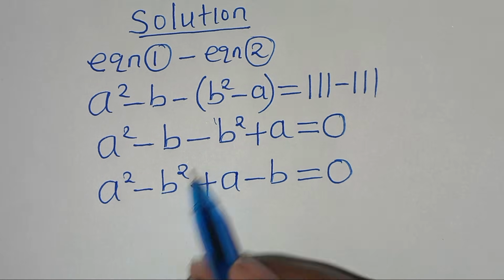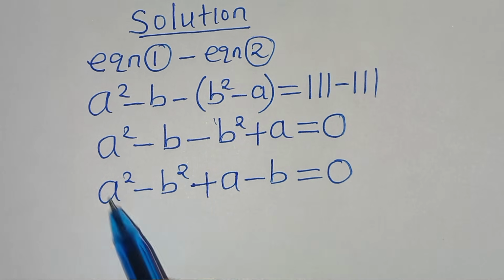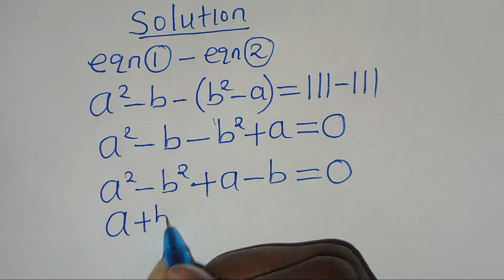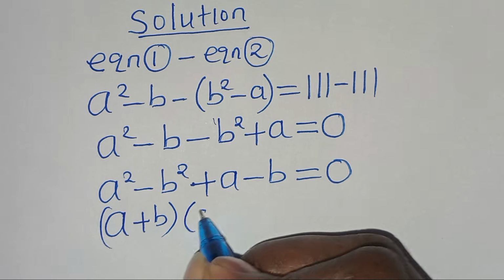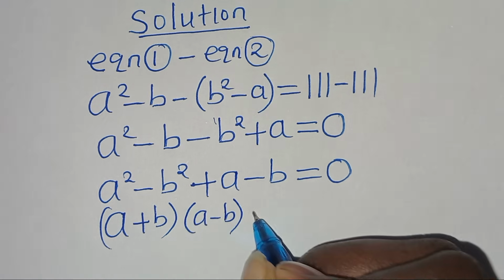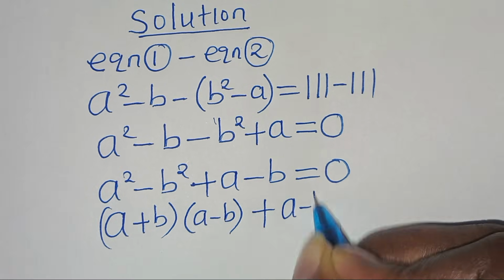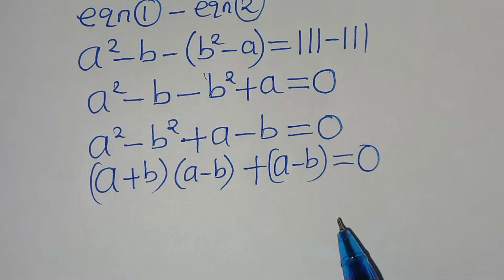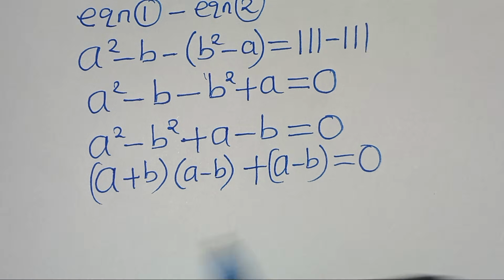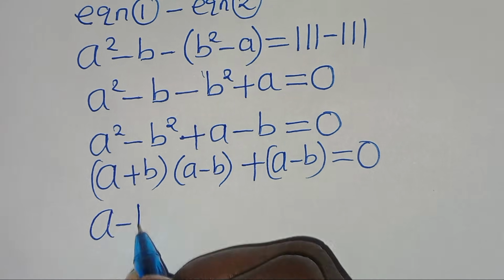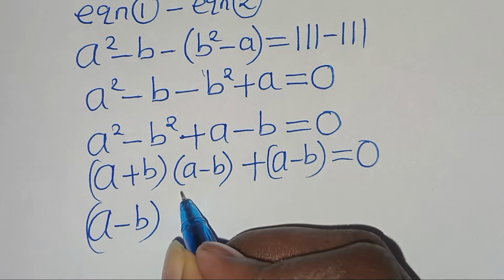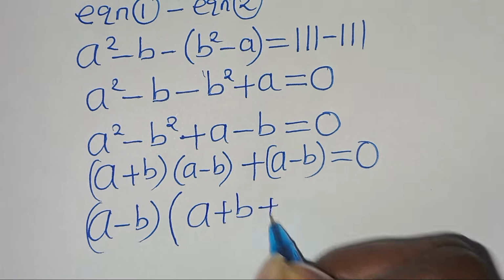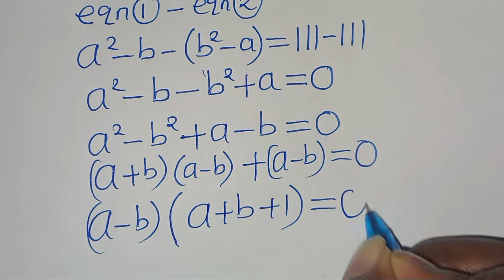So a squared minus b squared, this is the difference of two perfect squares that we can express as a plus b, a minus b, then plus a minus b. This is equal to 0. We have that a minus b is common here, so we can factor out a minus b, so that into the parentheses we have a plus b, then plus 1. This is equal to 0.